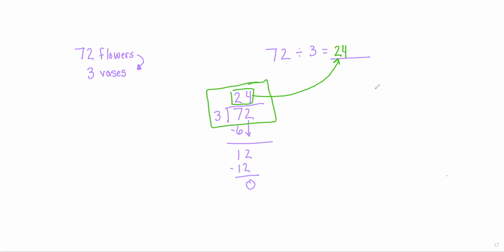Now we're going to check it out. 24 times 3. What does that equal? 4 times 3, that's 12. Drop the 2, carry the 1. 3 times 2 equals 6. Add that extra 1 in, and I get 7. My 72 down here matches my 72 up there, so I know that my answer is correct.